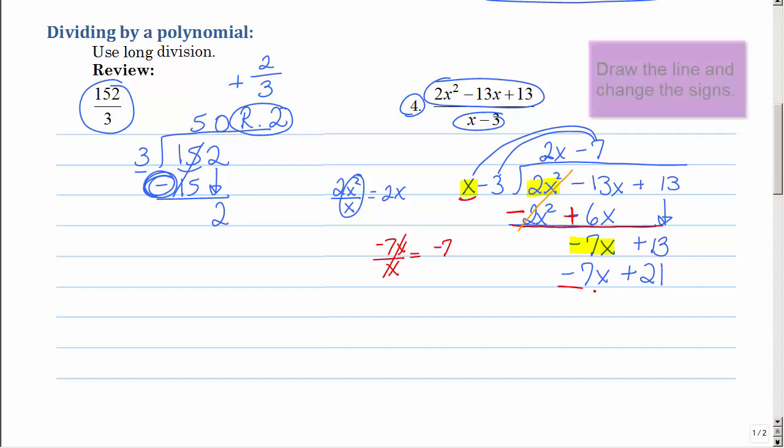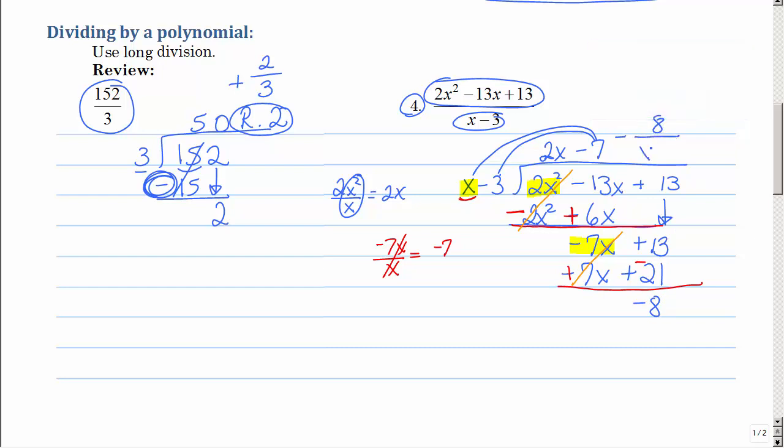And we're going to multiply by what's in front. And we're going to draw the line and change the signs and add. And again, those should be equal but opposite. So when you add, you get 0. And here, positive 13 and negative 21 is negative 8. And then I stop. So I would have minus 8 on top of x minus 3. That should be my remainder. I know that's a little confusing, but it's not real hard.